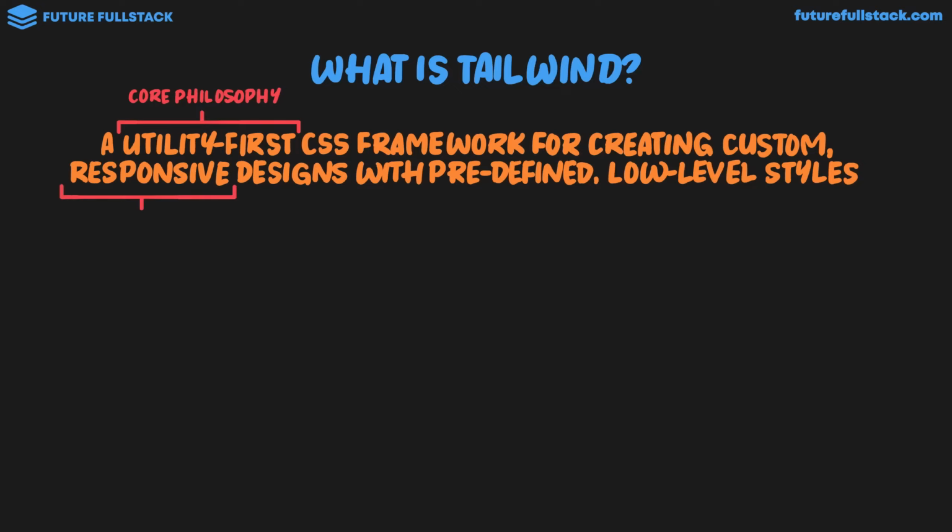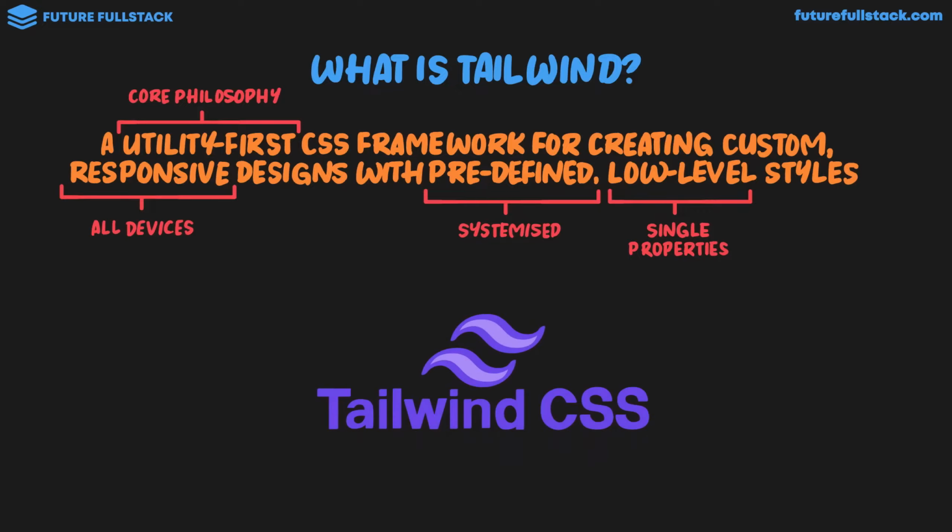Responsive refers to the framework being inbuilt to handle all devices. The word predefined means that the special classes we use are systemized, and we're going to see how this works soon. Finally, the word low level means that our utility classes are just single properties, so things like color, font size, or margin. Tailwind CSS is becoming very popular, and for good reason.